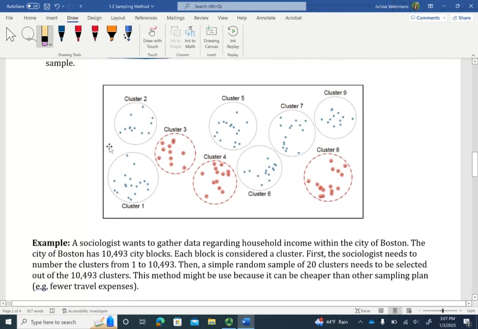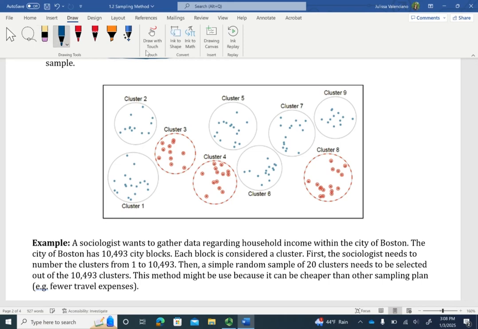Here we have an example. A sociologist wants to gather data regarding household income within the city of Boston. Okay. The city of Boston has 10,493 city blocks. Each block is going to be considered a cluster. So notice here we have many different groups, right? We have 10,493 city blocks. So here we have the population, and the population is individuals in the city of Boston.